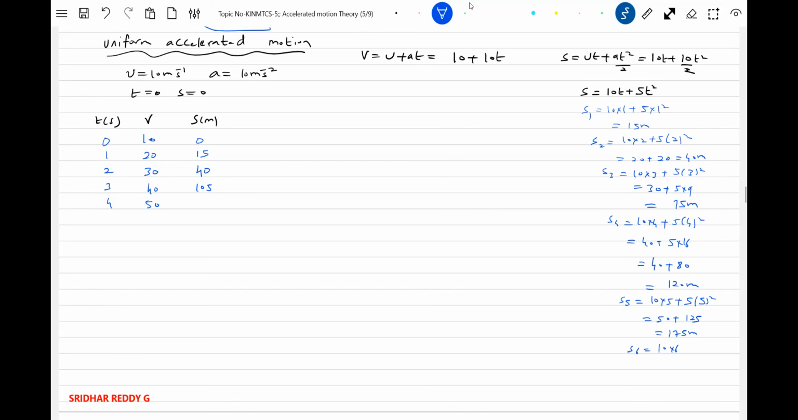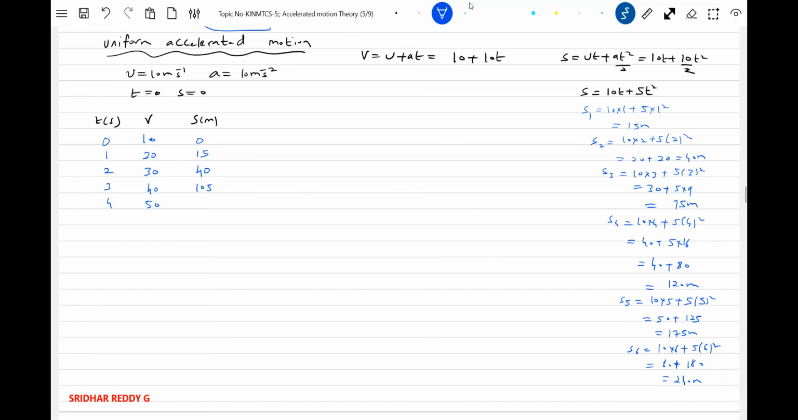10 into 6. 60 plus 30, 5, 3, 15, 150. 36, no? So 36 into 5, 180. 180 plus 60, 240. Okay, this much data will be sufficient.